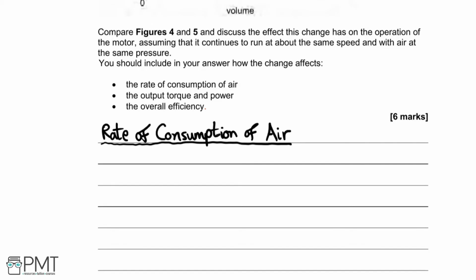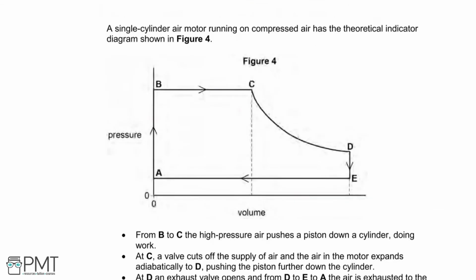Now the first thing to talk about is the rate of consumption of air. Let's first look at the initial diagram. So the higher the power of this system on inlets, the more air is going to be consumed. They're directly related to each other. So we can indicate the power and also the energy by the area under the graph. Now you'll notice on inlets, the area is going to be a lot smaller. It's the area under the line B to C.